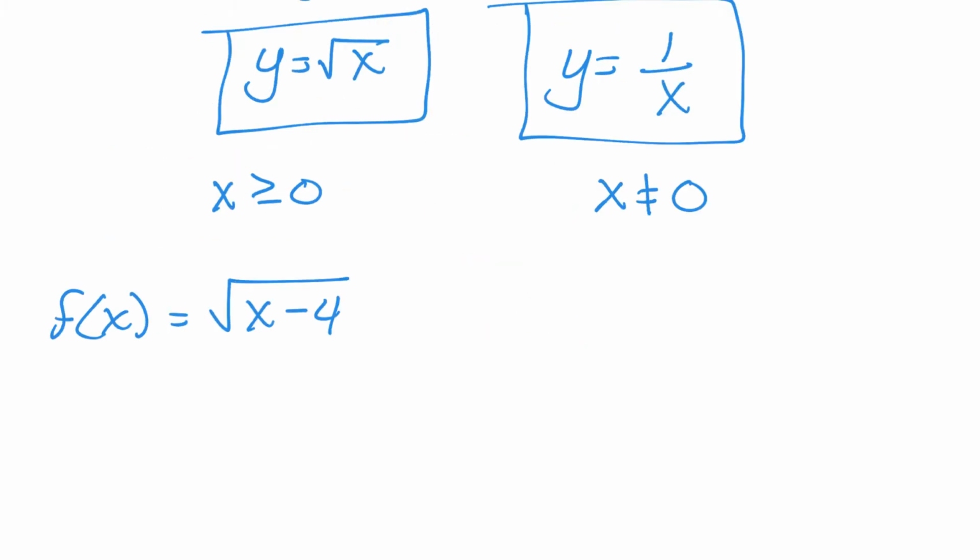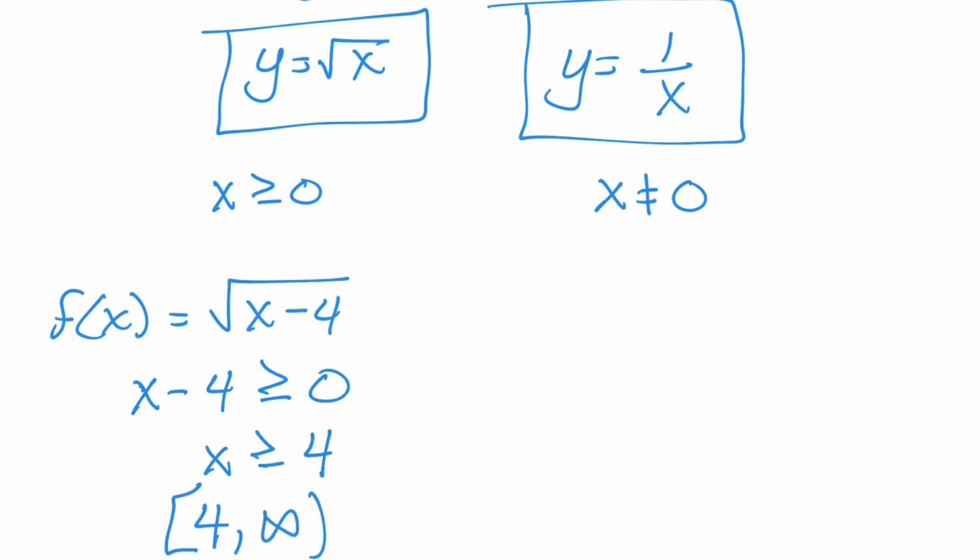So we have f of x equals the square root of x minus 4, and we're going to be going off of this. There's going to be some restrictions. So whatever we have inside the square root, we have to make it greater than or equal to 0. And then this would end up that the domain is x greater than or equal to 4. Now, if we write this in interval notation, this is how it would look, where it's from 4 to infinity.